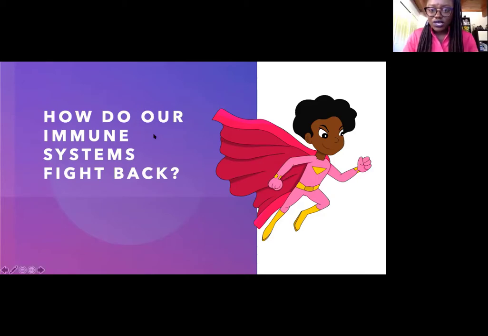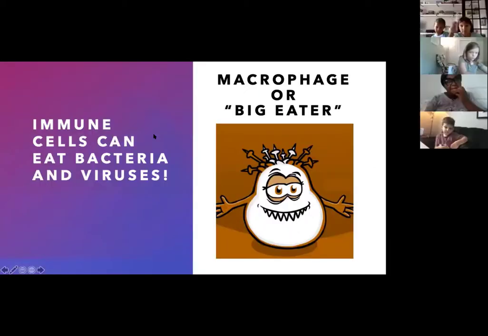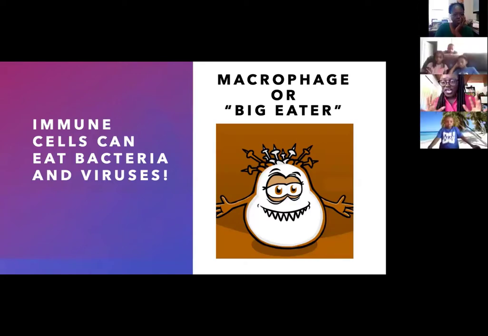The first cell I'm going to introduce you to is this cell right here. It's called a macrophage, or a big eater. And I forget who answered the question about how the immune system can eat the germs, but this particular cell right here, that's its entire job. Its job is to just see the germ, and it eats it, tears it apart, and throws it away.